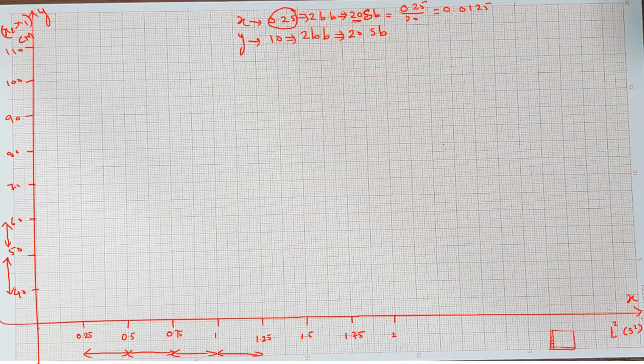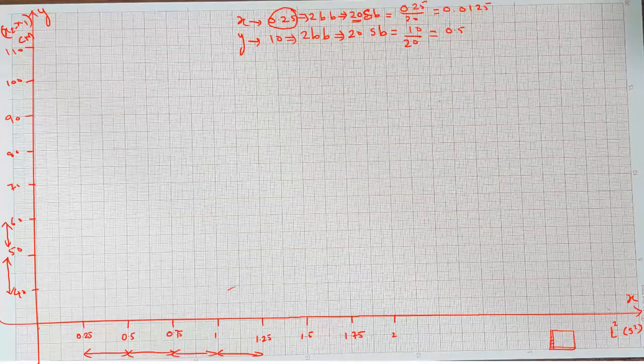What is my interval, my dear? My interval is 10. Am I right? So 10 divided by 20. So the value of one small box in the y-axis is 0.5.